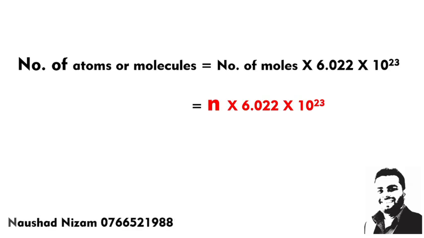Number of moles, take the grams and divide it by the molar mass. Molar mass means relative molecular mass or atomic mass, in grams per mole. So if they ask the number of atoms or molecules, not the moles, the mole number is multiplied by 6.022 × 10^23. Then you get the total count, the total number of atoms or molecules.